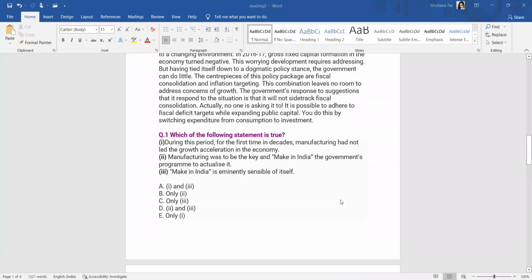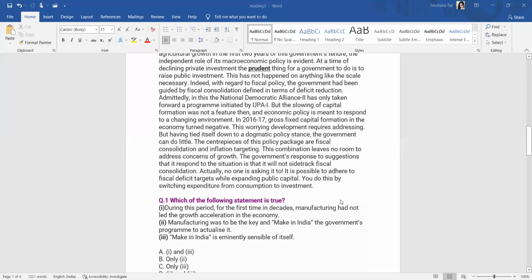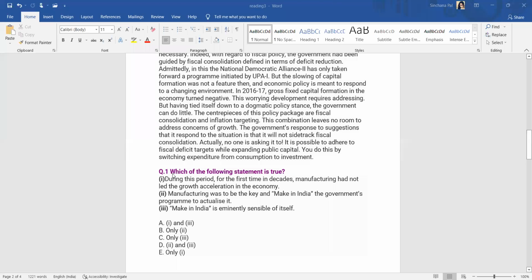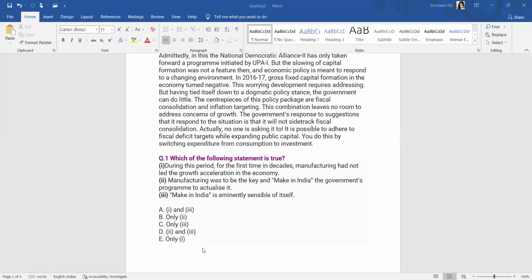But for that, we suggest that you first read the questions so that you can understand. Suppose here the first question is, which of the following statements is true? So you can just see in a blink what the options are. If you see at a glance that this is one statement regarding manufacturing, then when you read the passage, you have to find out where the word manufacturing is.